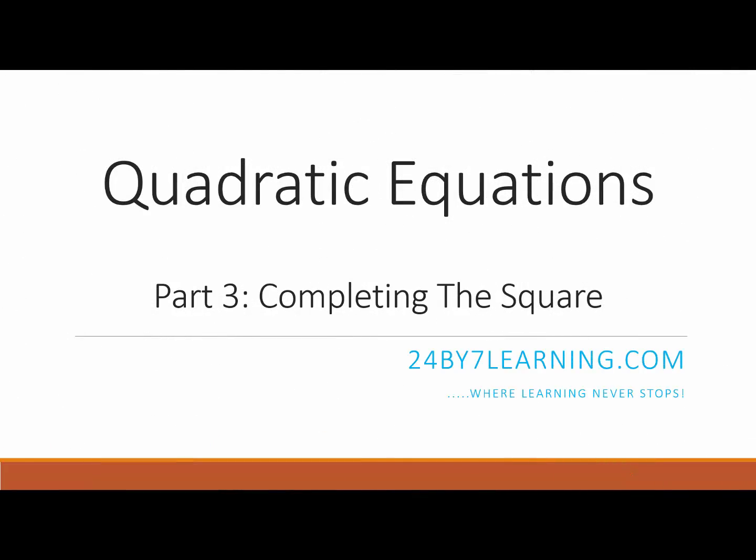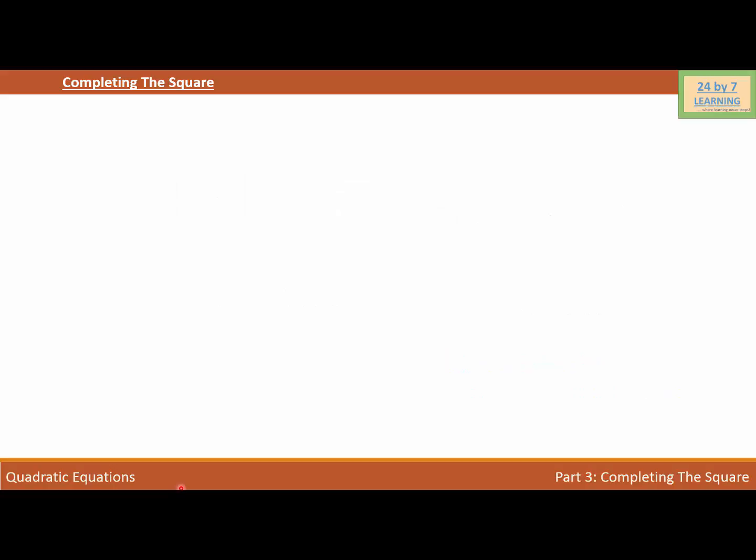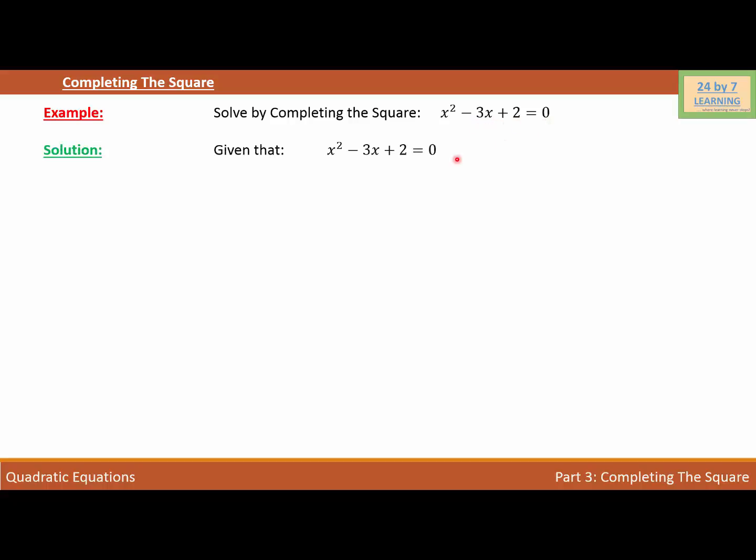Hi there. In this section, you are going to learn how to solve a quadratic equation by completing the square. So let's begin. Completing the square. Let's consider an example. Solve by completing the square: x square minus 3x plus 2 is equal to 0. It is given that x square minus 3x plus 2 equals 0.